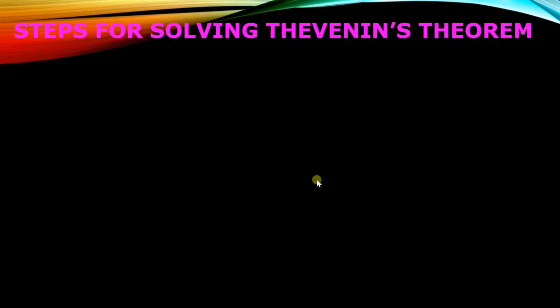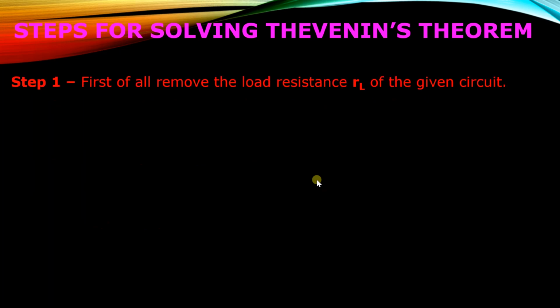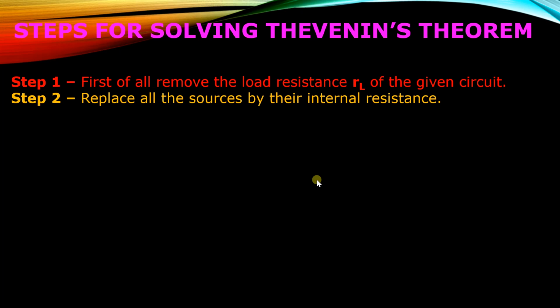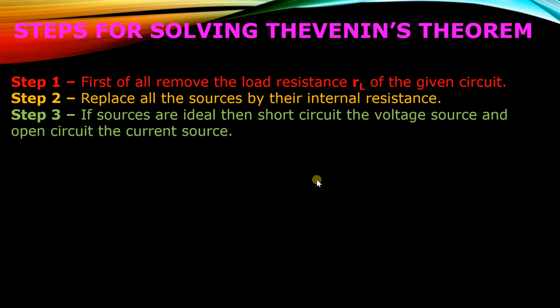How do we solve using Thevenin's theorem? The steps for solving Thevenin's theorem. The first step is to remove the load resistance RL of the given circuit. Step 2: replace all the sources by their internal resistance. If the voltage source has any internal resistance, then replace it with that internal resistance. Step 3: if the sources are ideal, then short circuit the voltage source and open circuit the current source.